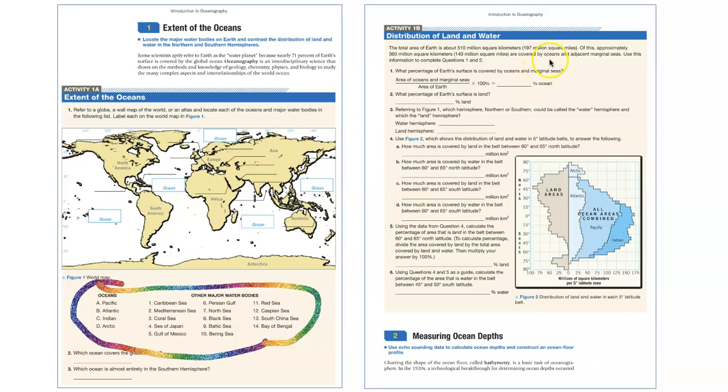Now you can also do it with the million square miles values. Just make sure you use both of those numbers in your equation. They then ask you to do the same thing for the land surface.